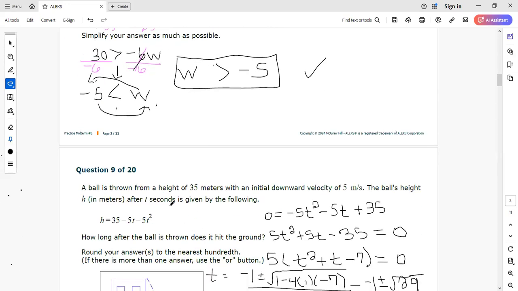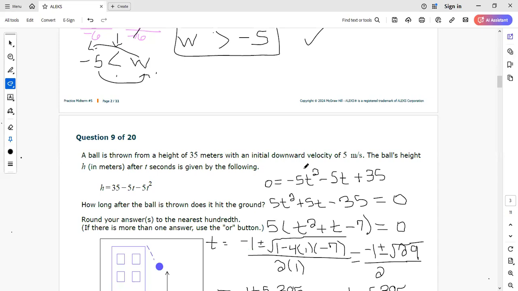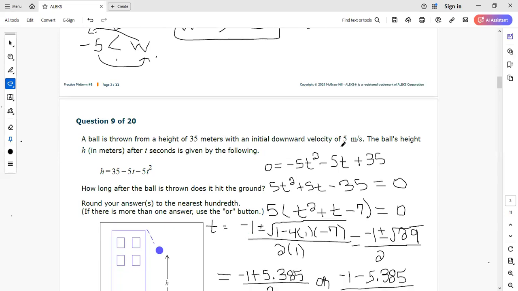For number 9, a ball is thrown from a height of 35 meters with an initial downward velocity, this is how fast it's moving, of 5 meters per second. The ball's height in meters after t seconds is given by this equation. The height is h equals 35 minus 5t minus 5t squared. Since we're asked here, how long does it take for this ball to hit the ground, we want to know when that height is equal to 0. So right here, we substituted 0 for our height.